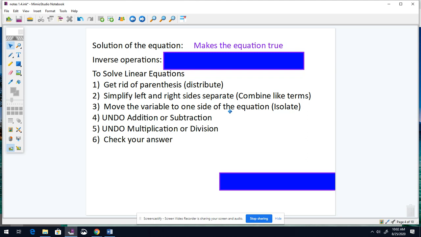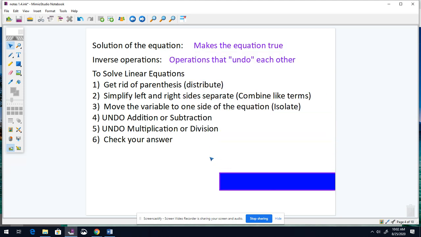Inverse operations are things that you would have dealt with since probably elementary school. If I asked you what's the inverse of addition, I would hope everyone would say, well, it's subtraction because it's the opposite. And that's really what inverses are. Inverses are things that undo each other. If you have a plus 3, then you need to have a minus 3 to undo that plus 3.